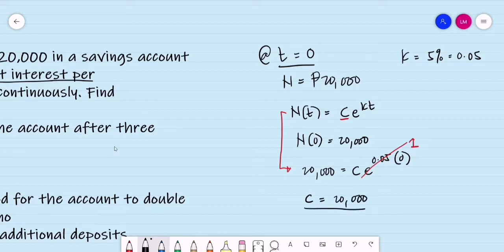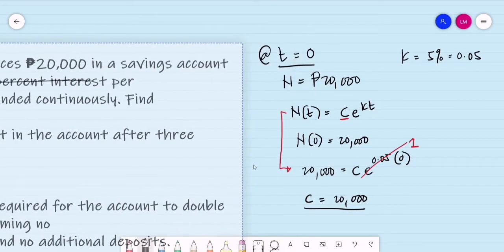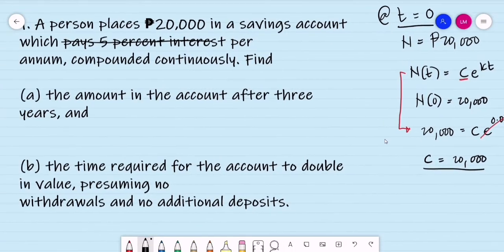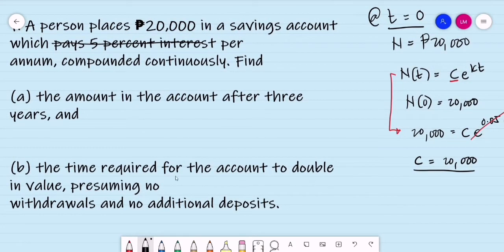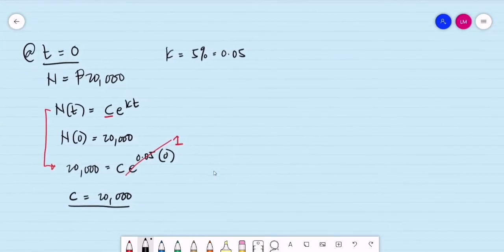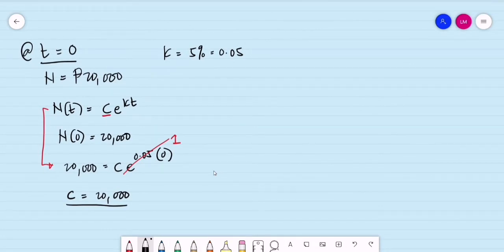Okay, so then we can now solve for the questions. For the first question, letter A: what is the amount in the account after 3 years? So let's have the value of t, at t equal to 3 years. What we have to do is substitute into N of t equal to C e raised to the k times t.